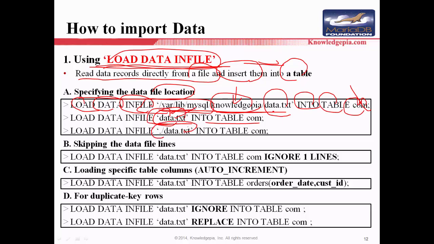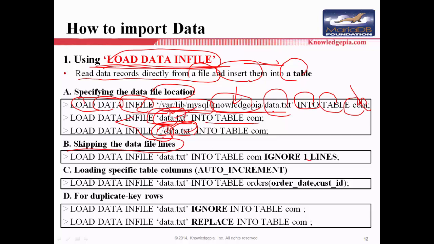This one means the same as the others, only ./data.txt. The dot slash means the current directory. I'm not sure which one is the current directory now, but anyway, this means the current directory slash data.txt. B, skipping the data file lines.